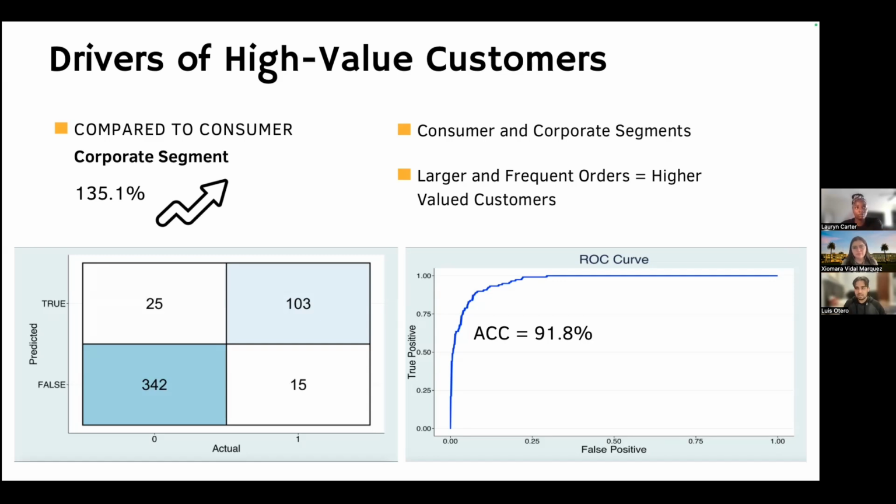So some key insights that we can derive from this story is that customers who are in the corporate and consumer segments are more likely to be ones who will generate higher revenue. Returning customers who make more frequent orders over time and order more items in their transactions are likely to generate a good portion of overall sales revenue.